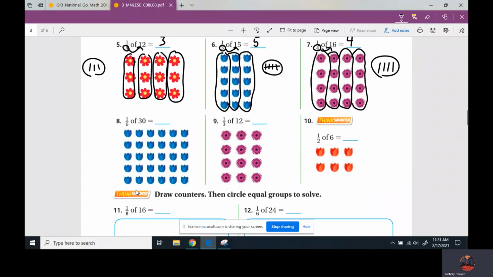1/6 of 30. How many times can 6 go into 30? Well, let's count. 6, 12, 18, 24, 30. 5 times. So 1, 2, 3, 4. Each group is going to have 5 in it.